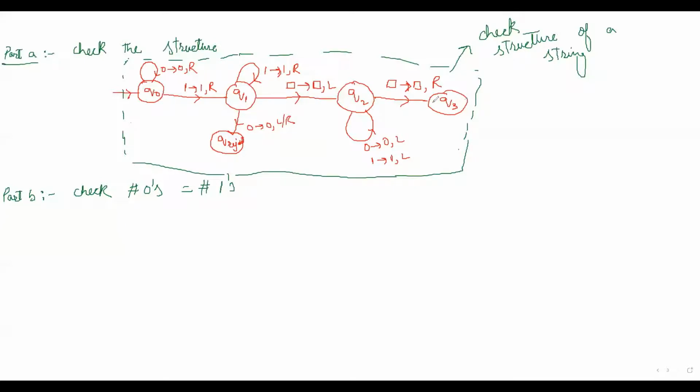And now we are in state Q3. Q3 means that part A has been checked. Our string has passed the part A. Now we have to check whether it will pass the part B. Okay, so how are we going to check? What is the idea? Can anyone say here, how will we check whether the number of zeros is equal to number of ones?